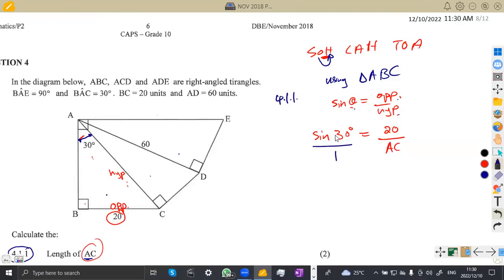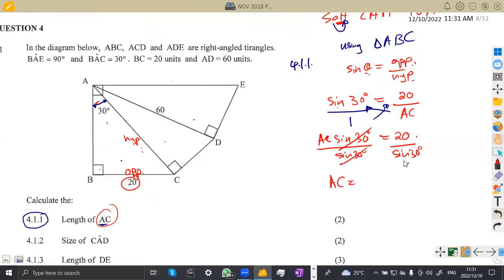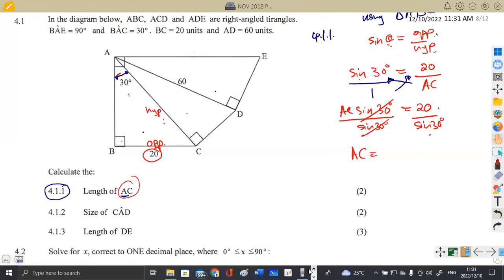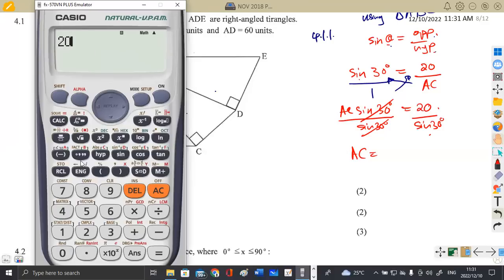We can cross multiply because sine 30 is the same as sine 30 over 1. So if we cross multiply here, this is going to be AC times sine 30, which is AC sine 30 degrees is equal to 20. So to find AC, we simply have to divide by sine 30 on both sides. All right, so what are you going to have if we divide? That is AC is equal to 20 divided by sine 30. So from your calculator, you can find this value, 20 divided by the sine of 30.